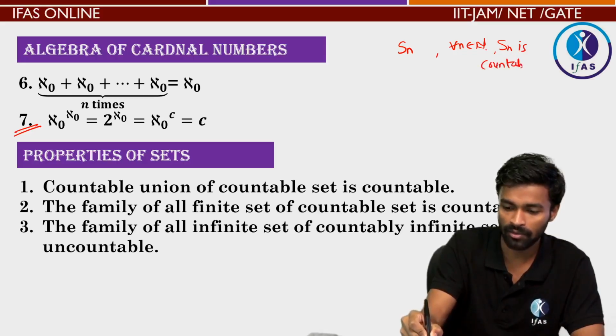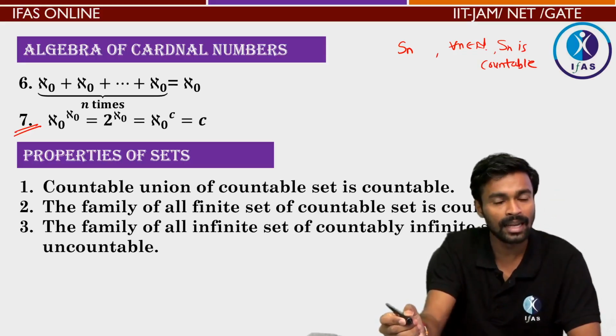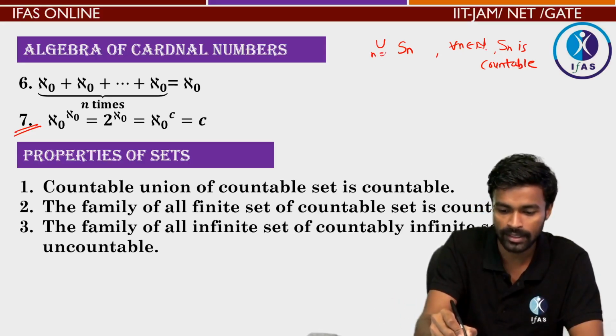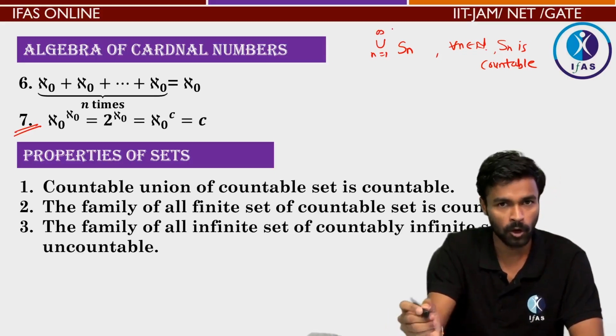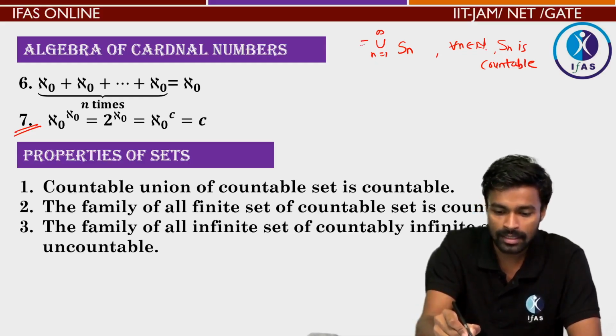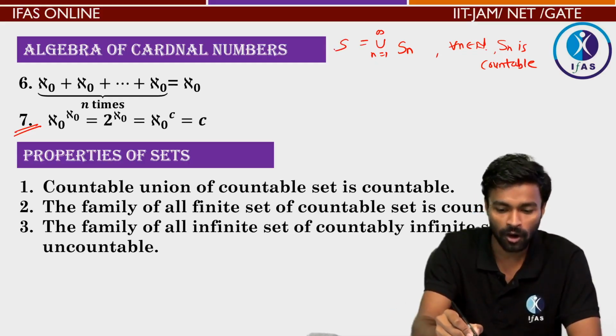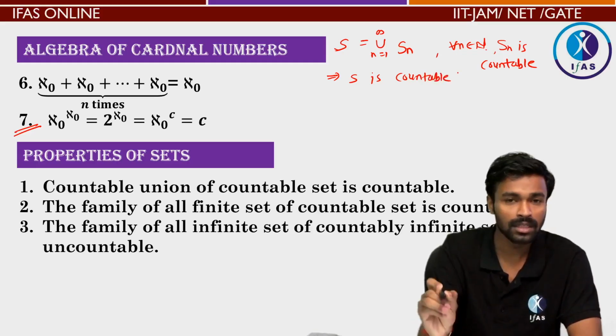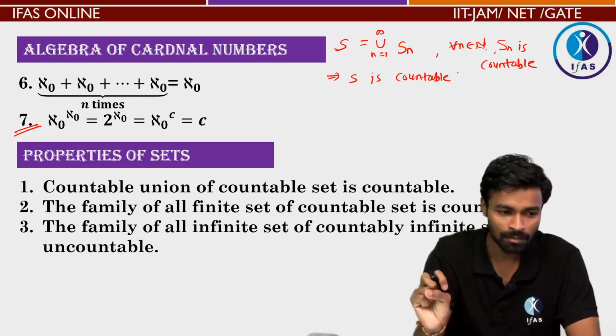Okay, so if I have taken the set Sn, and this Sn is true for all natural numbers, and if I am taking its union, where each Sn is countable, then this countable union of countable sets will be countable. This implies that our S will be countable. That means the countable union of countable sets is countable.